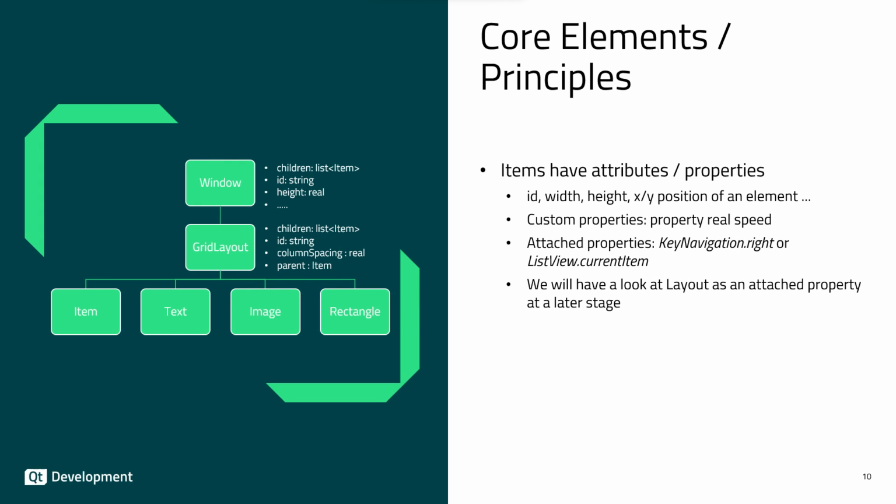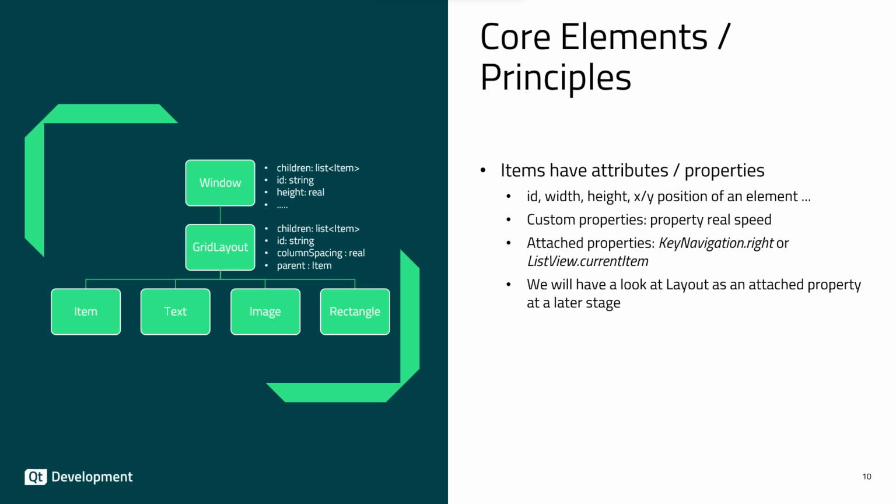Items come with properties, for example, an ID stored in a string, height and width properties, x and y coordinates that define the position, and so on. In this example, you can see that items also come with a list of child items, as well as a parent property. The grid layout's parent property will point to the root item, the window, and in our case, the list of child items consists of item, text, image, and rectangle.